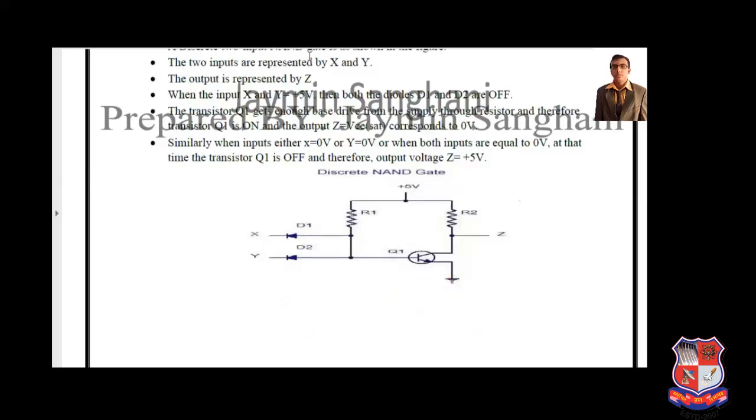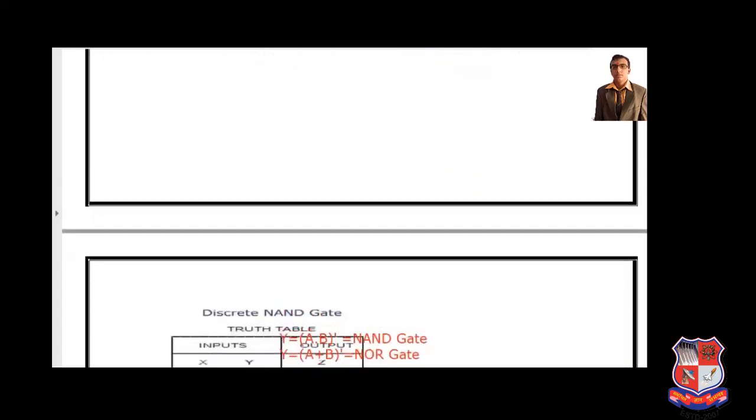What is the equation of NAND gate? Y equals A dot B, complement. It is the equation of NAND gate. Similarly, for the OR gate, I will discuss in the next topic. Y equals A plus B, complement. It is known as NOR gate. This is the equation of NAND and NOR gate. Please try to understand this equation. This is the basic equation of NAND and NOR.